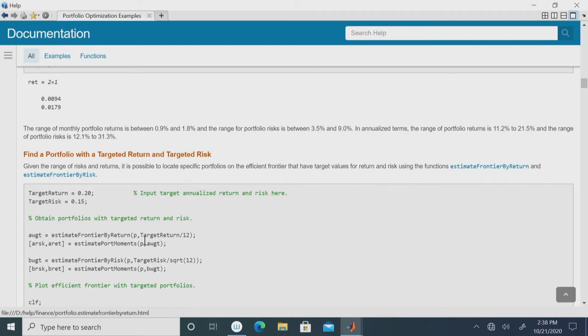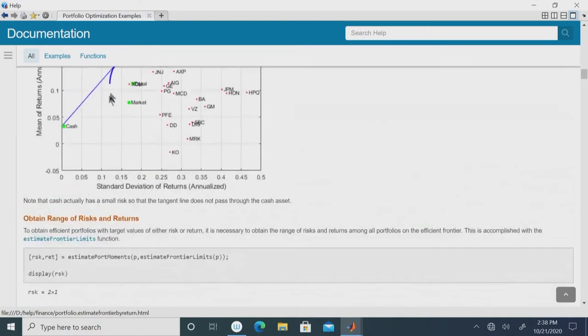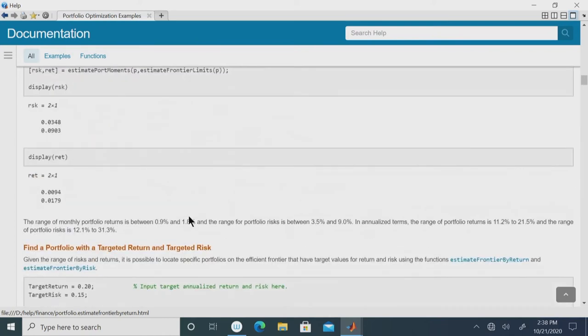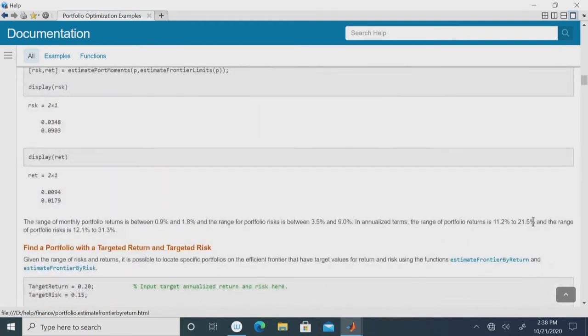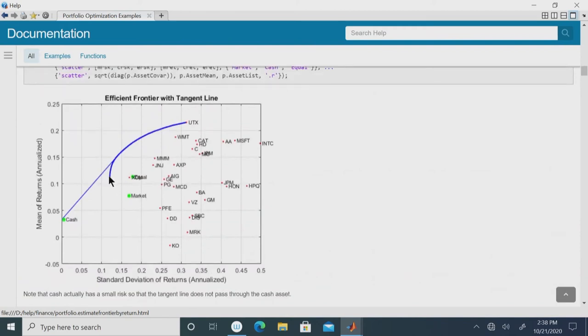Let me be more specific. If you look carefully here, this value is somewhere around 0.11, and the top value is somewhere around 0.21. So the range is from 11.2% to 21.5%, and this is what translates to 0.9% and 1.8% on a monthly basis. And likewise, you have 12.1% to 31.3%. If we observe carefully, the variance here is probably 0.12 and this is around 0.31.